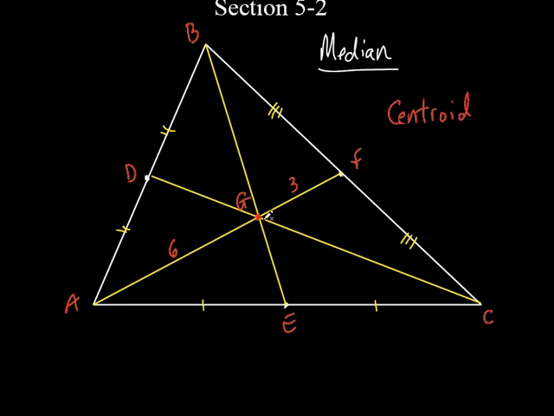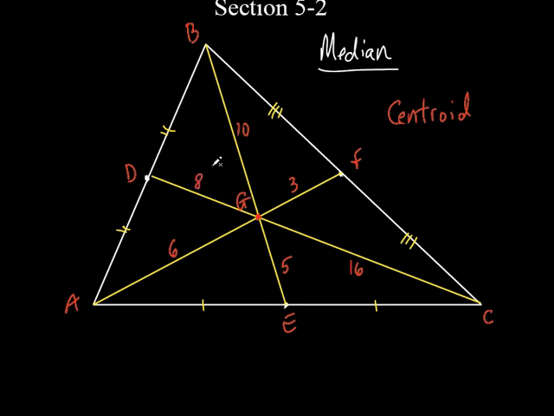So you could keep on going. Watch. Let's say, I'm just making these up, but let's say GE was 5. What would BG be equal to? 10. It would be 10. Make sense? What if I said this? What if I said that GC was 16? From G to C was 16. Then DG would be what?